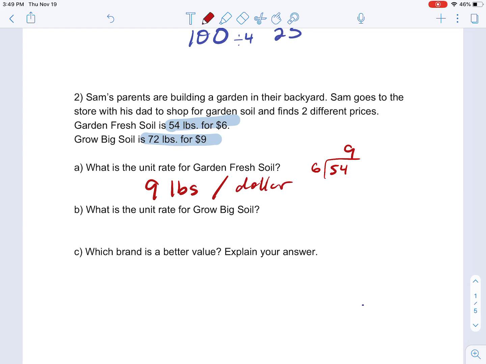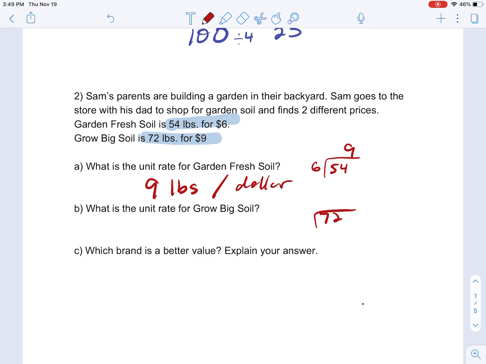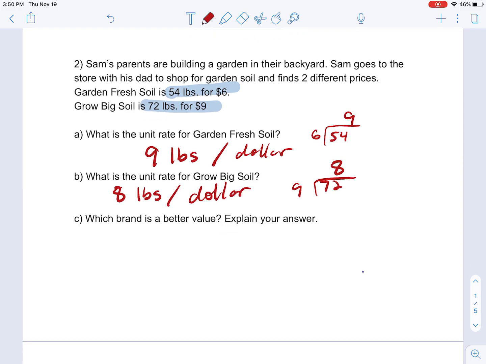Okay? Now the same thing for the grow big soil. There are 72 pounds divided by $9, which gives us 8 pounds per dollar. Okay? So which brand is a better value? Which brand gives you more pounds per dollar? It would be the garden fresh soil. 1 more pound per dollar.